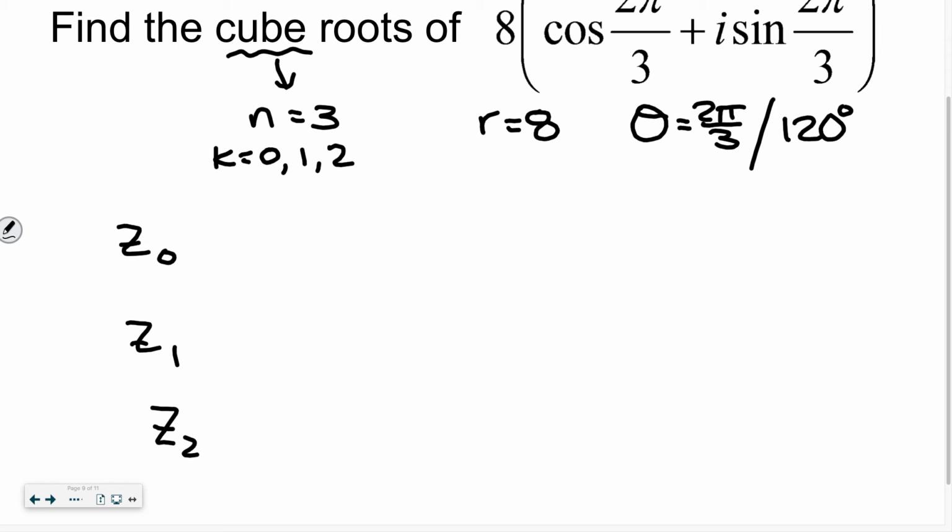And I'll just start plugging into my formula. What does your formula start with? A cube root of 8, an nth root of r. So we're going to do a cube root of 8. Okay, great. I know that's going to be 2. Cis. What do I do on the inside there?